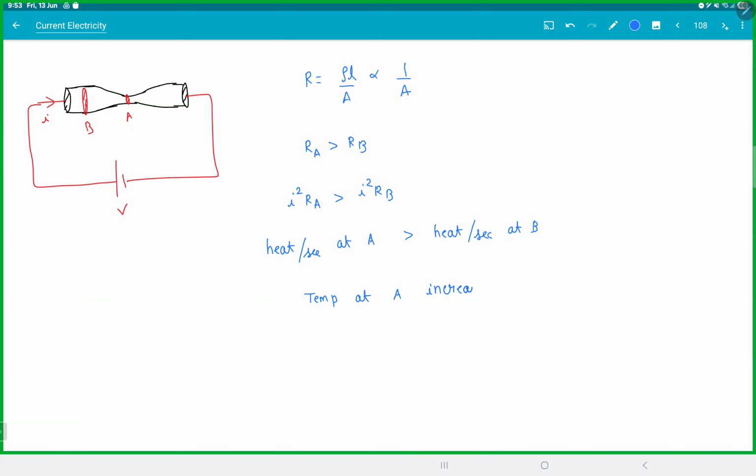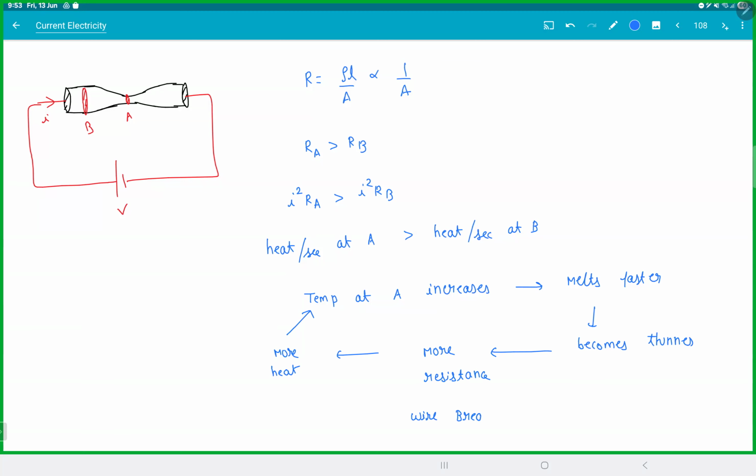But the moment temperature at A increases, it starts melting faster. If it melts faster, it becomes thinner. If it becomes thinner, the area will decrease. So you'll get more resistance. If you get more resistance, you will produce more heat. If you get more heat, your temperature will increase more. You got how it became a cycle? So eventually, point A breaks.